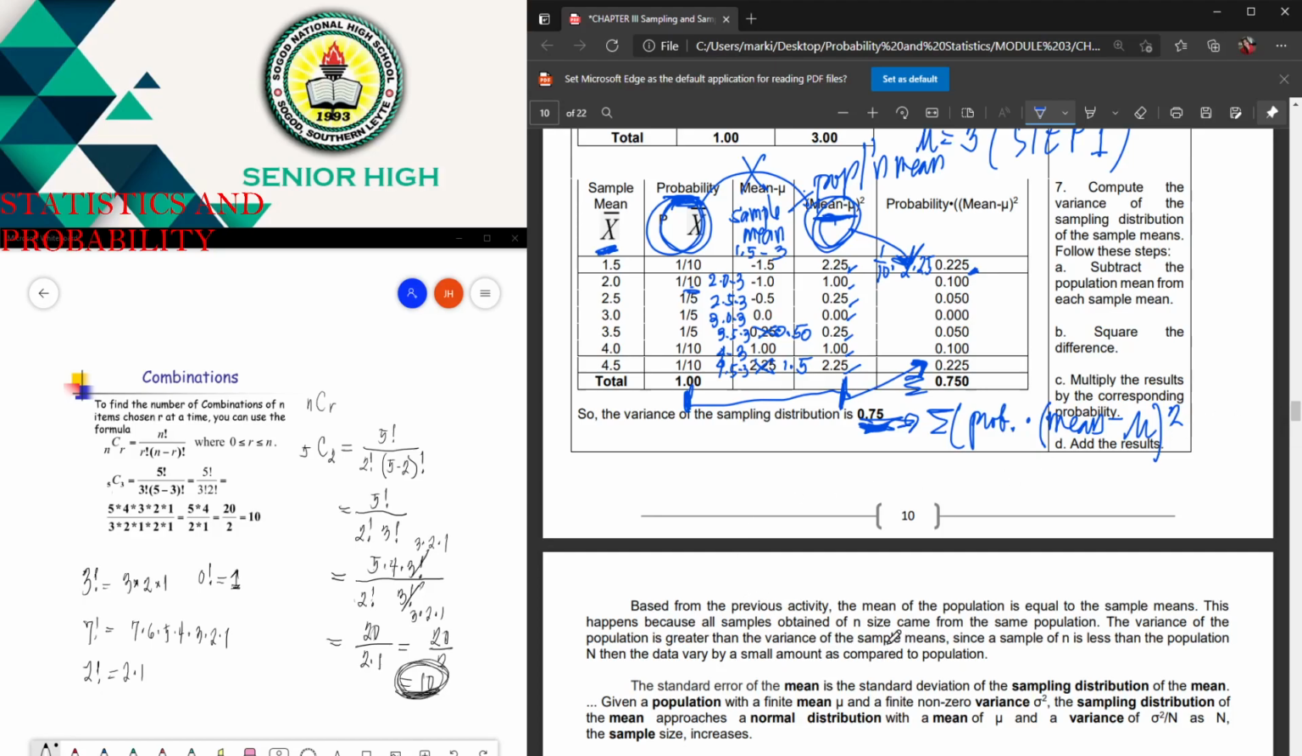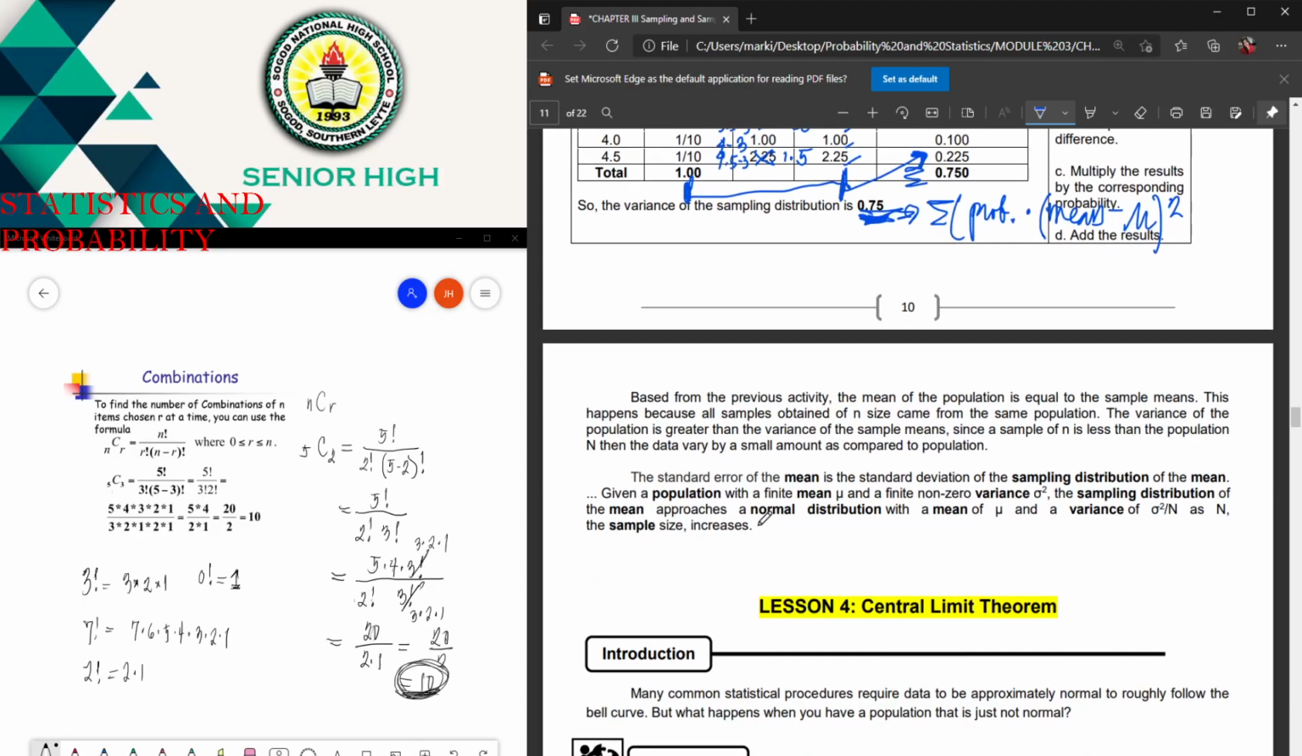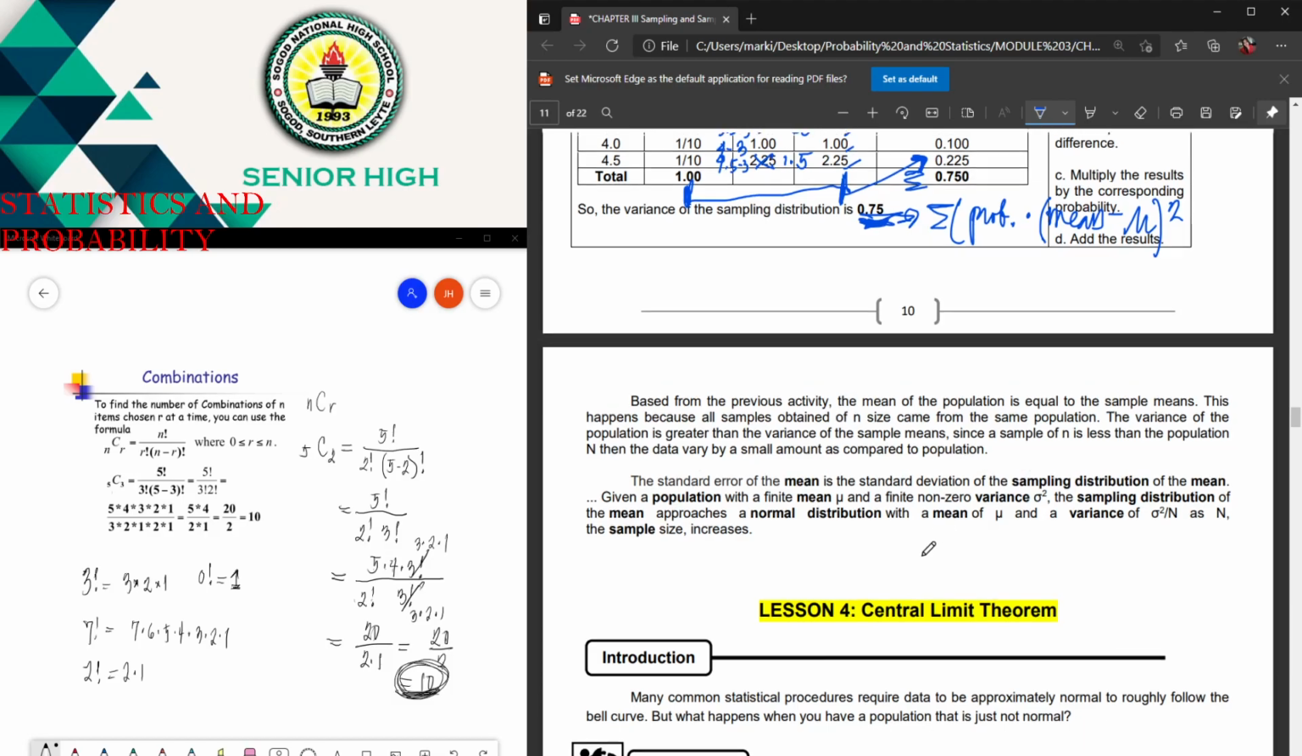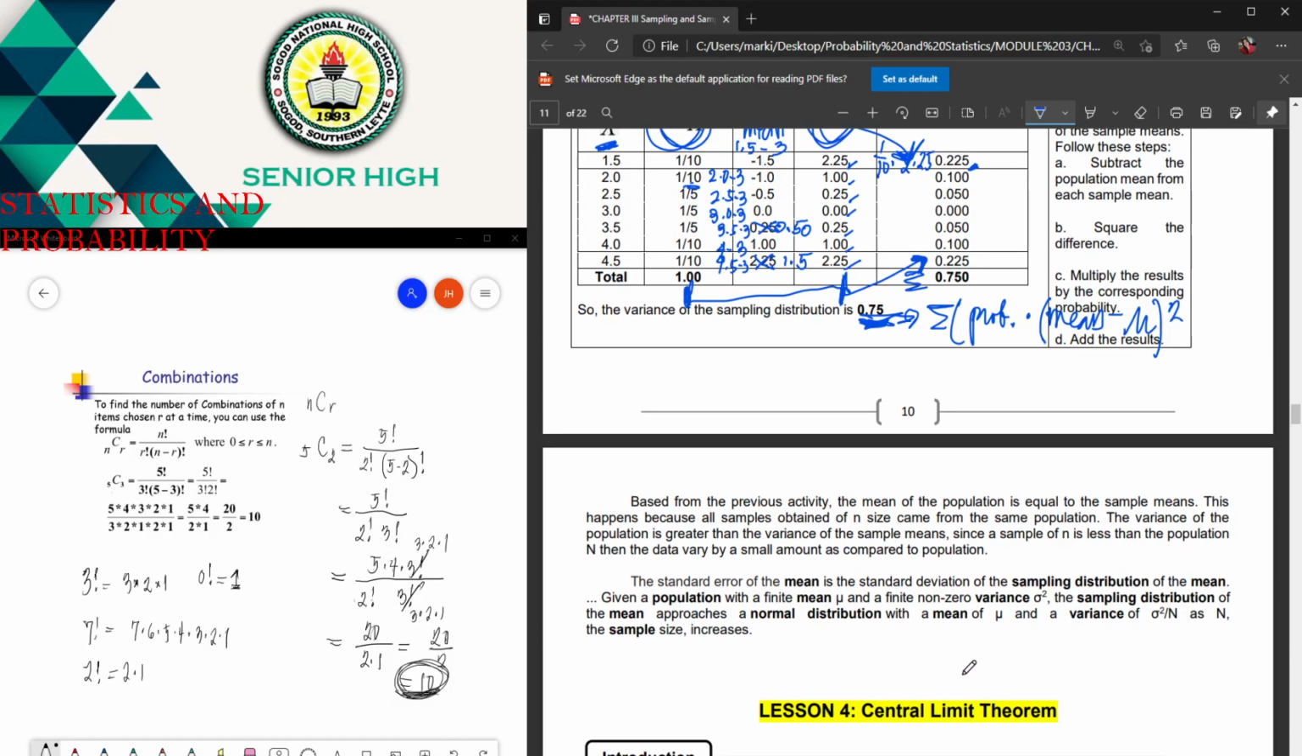Based on the previous activity, the mean of the population is equal to the sample means, of course. This happens because all samples of size n came from the same population. The variance of the population is greater than the variance of the sample means, since the sample is smaller than the population. The data vary by a small amount compared to the population, because it is just a sample. The standard error of the mean is the standard deviation of the sampling distribution of the mean.